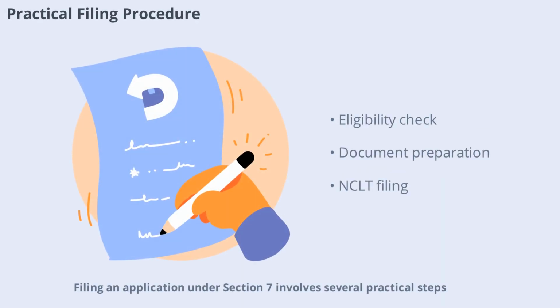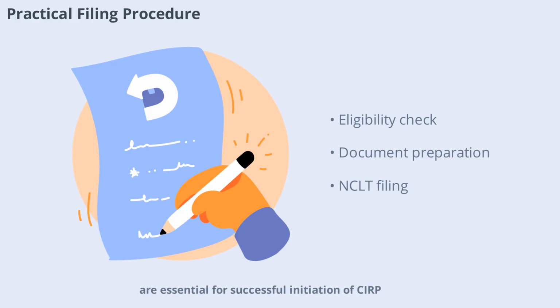Filing an application under Section 7 involves several practical steps. The applicant must ensure eligibility, meet the minimum default threshold, and prepare the required documents. The application must be filed before the appropriate NCLT bench, accompanied by evidence of default, proposed IRP, and relevant agreements. Proper documentation and adherence to procedural requirements are essential for successful initiation of CIRP.